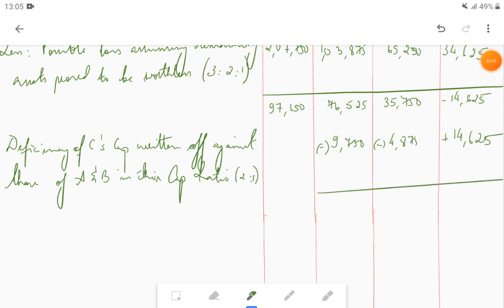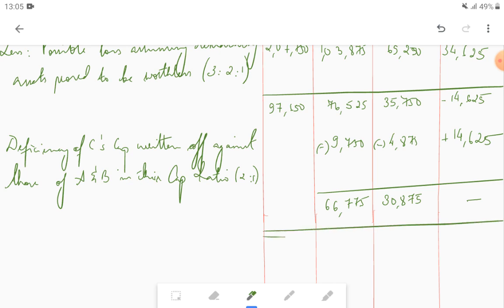So partner A, 76,525 minus 9,750, should amount to 66,775. In case of partner B, it is 35,750 minus 4,875. It should amount to 30,875. In case of partner C, nil amount. Therefore, here you'll notice that there are no longer any more insolvent partners. Both of the partners are solvent.